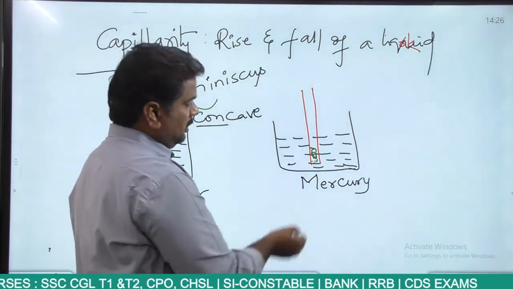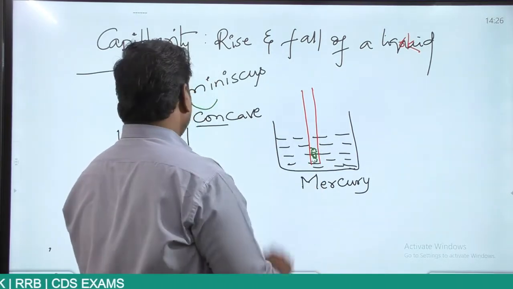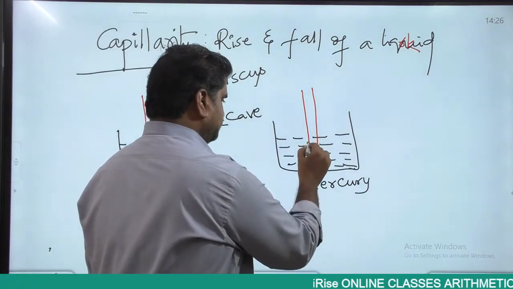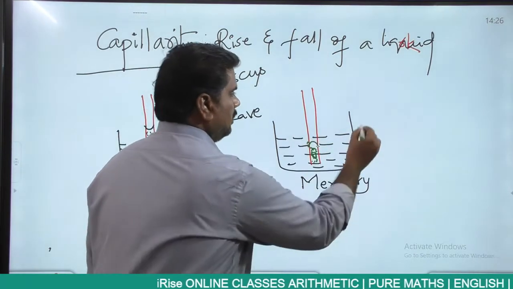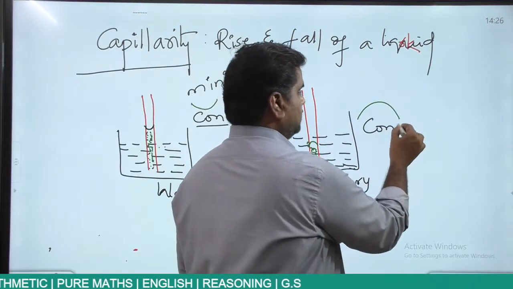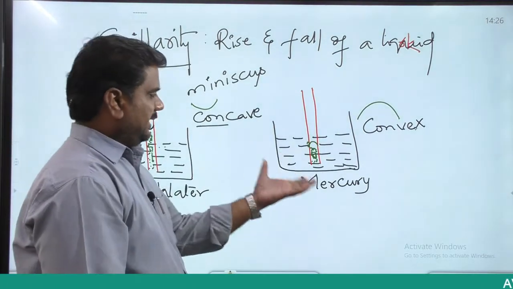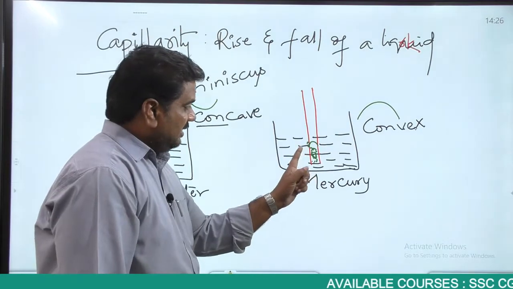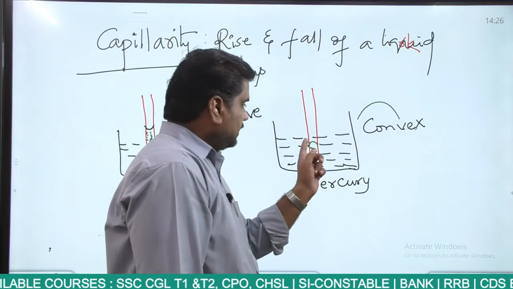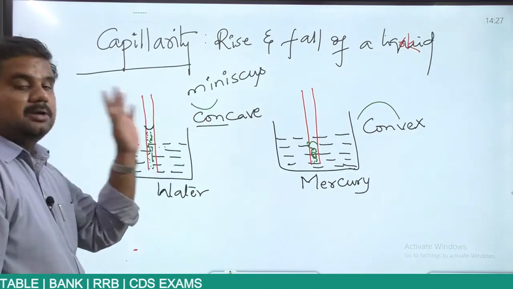But here, the level of mercury in the capillary tube will be less with respect to surroundings. At the same time, the surface will have a shape like this, and this particular shape is what you call a convex shape. So whenever a capillary tube is placed in a beaker consisting of mercury, the level of the liquid will be less than surroundings, and the meniscus will have a convex surface. In the case of water, the meniscus will have a concave surface.